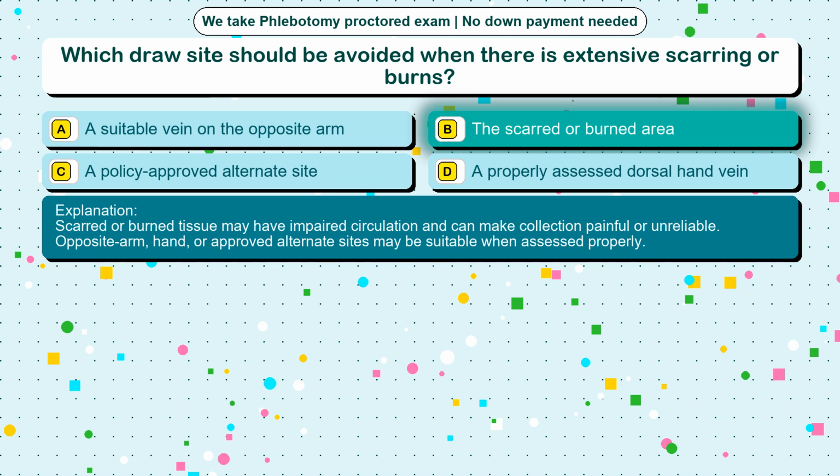Scarred or burned tissue may have impaired circulation and can make collection painful or unreliable. Opposite arm, hand, or approved alternate sites may be suitable when assessed properly.